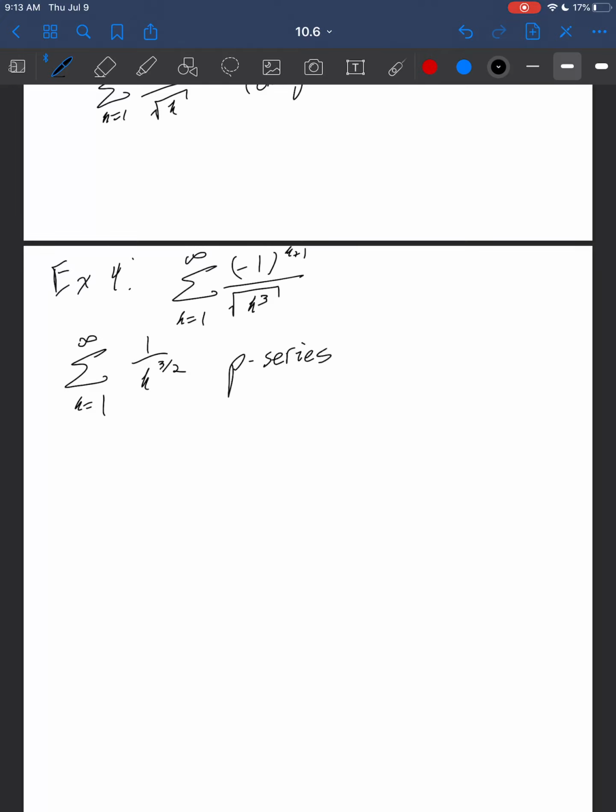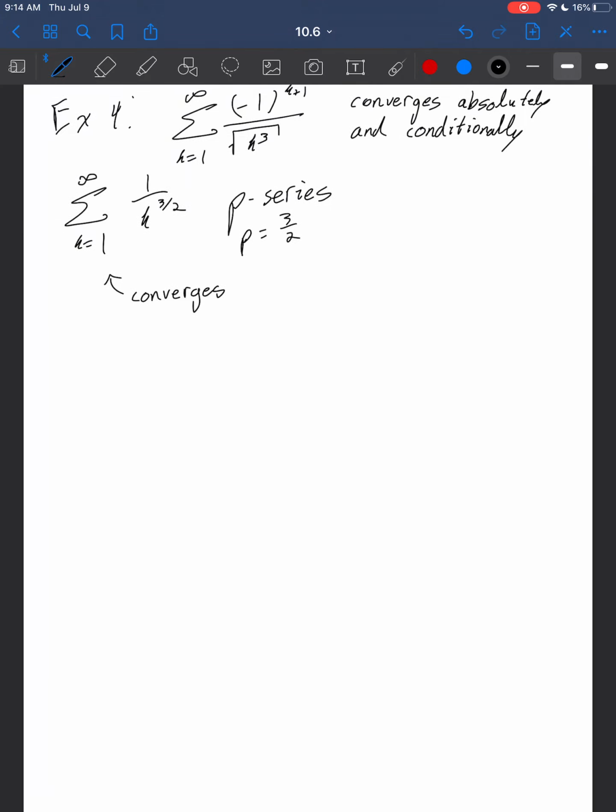Well, nicely for us, this is another p-series with now my p as 3 halves. Because my p is 3 halves in this case, I do know that this is going to converge. So this converges. And so my series here converges absolutely and conditionally. Great, so this allowed us to just check one different thing and get both absolute and conditional convergence.